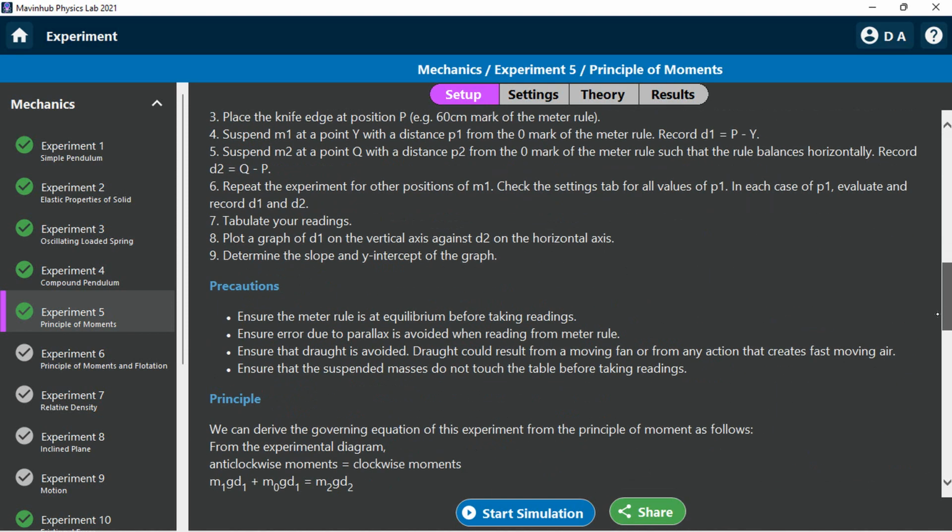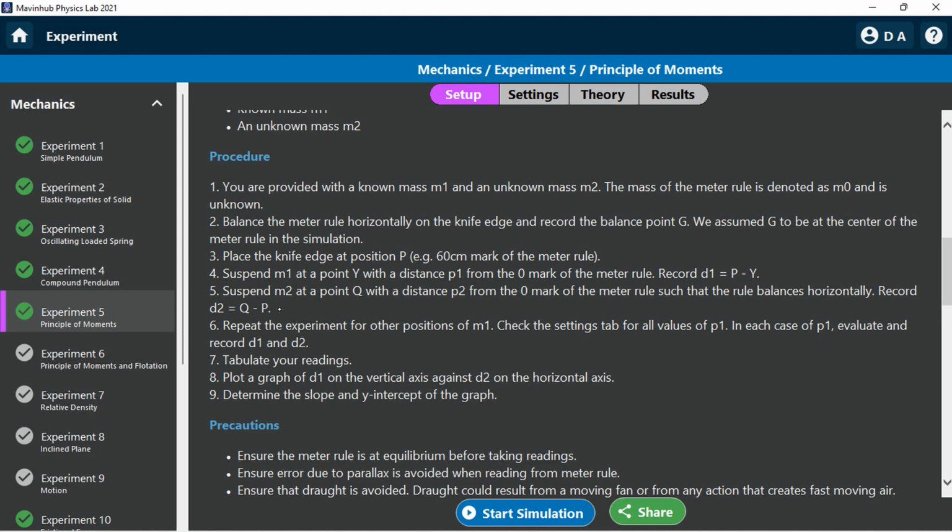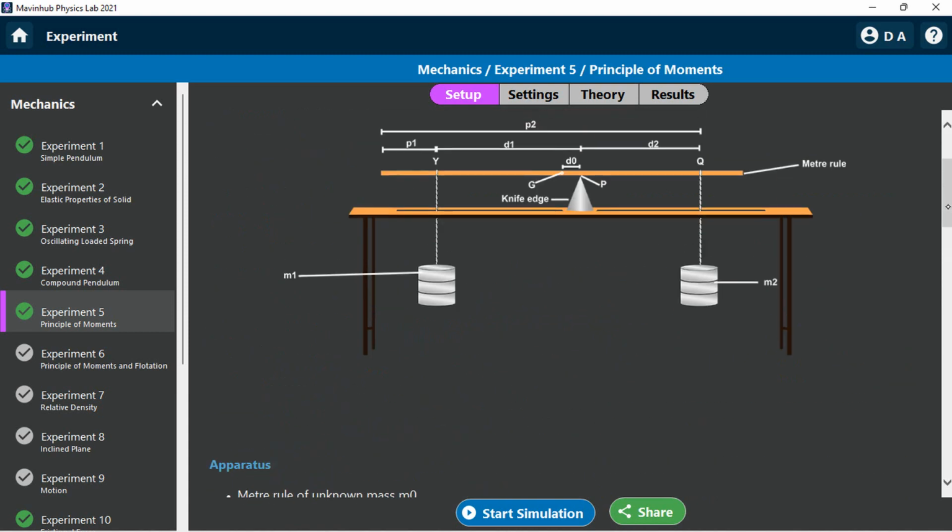The next step is to suspend the second mass at point Q, with a distance of P2 from the 0 mark of the meter rule, such that the meter rule balances horizontally. What that means is try to position M2 until you balance the meter rule. Once you've balanced it, note the point where it balances. If it balances at point P2, that P2 is from this very point to where this Q is, where this mass balanced. Then your D2 is the distance between this Q and the pivot point, which is P.